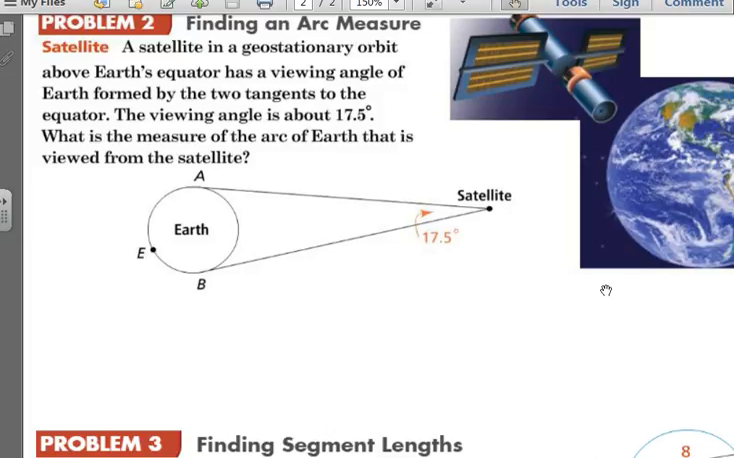So we are in stationary orbit, but pretty darn far away from the Earth. To see both sides of the Earth, the lens has to be open to an angle of 17.5 degrees. So, what is the measure of the arc of the Earth that is viewed from the satellite? Google Maps and these sort of companies use different algorithms for where they want their satellite to be, how much of the Earth it should be able to see at one time. So we want to figure out how big that arc is.